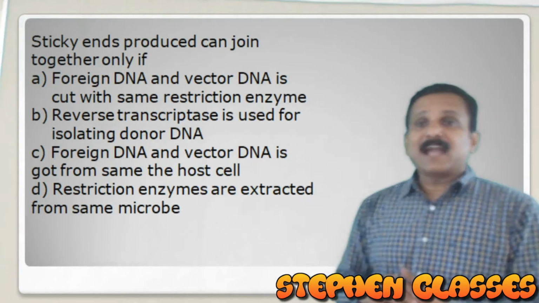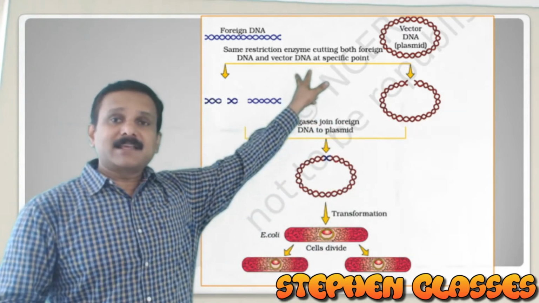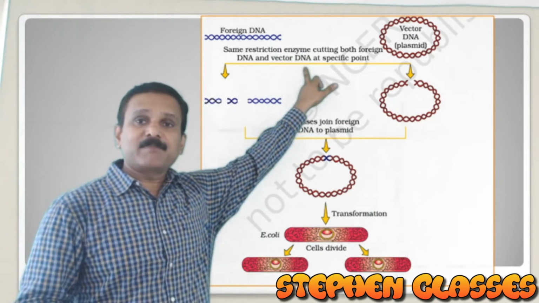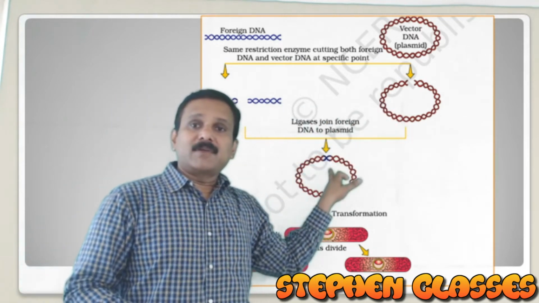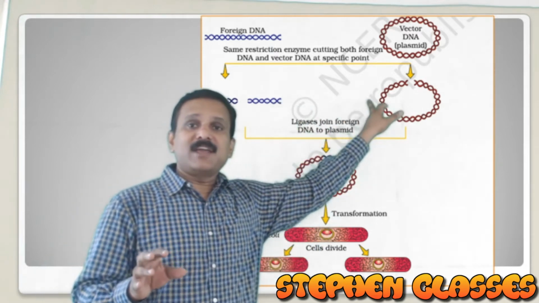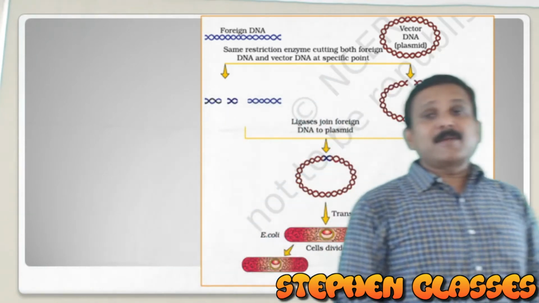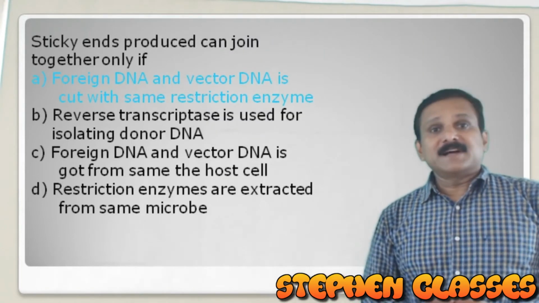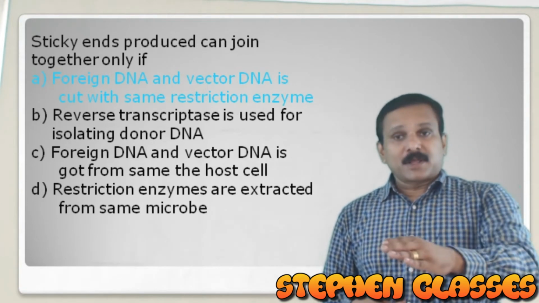We have a diagram for explanation in your NCERT. You can go through this diagram. It is clearly written here that both the donor and the vector are cut with the same restriction enzyme. Then we will join the donor with the vector. Then only we can produce a recombinant DNA. So sticky ends can be produced only when we cut donor as well as vector with the same restriction enzyme. So coming back to the question, our answer will be option A here. Reverse transcriptase is used for reverse transcription, not applicable for this recombinant DNA technology.